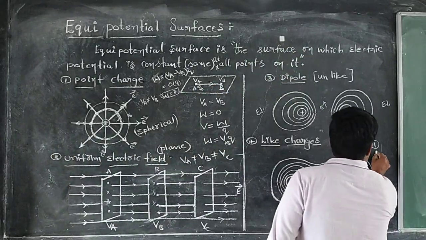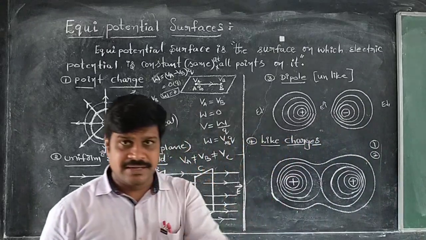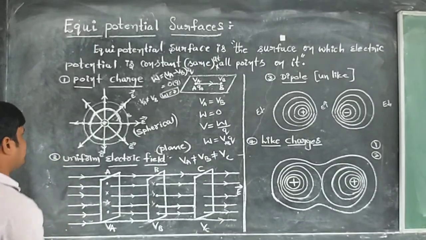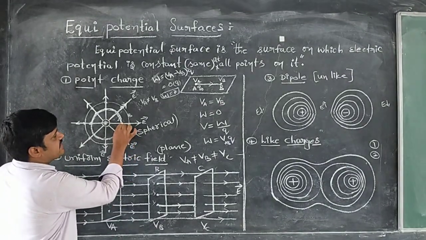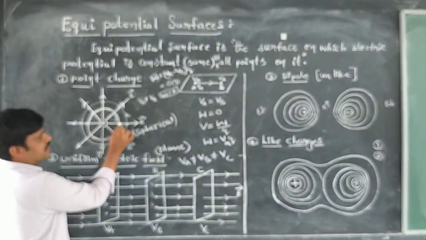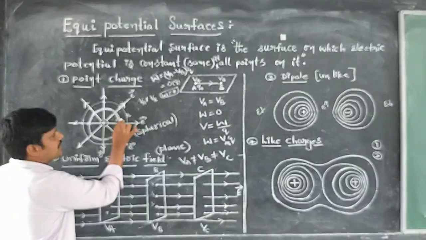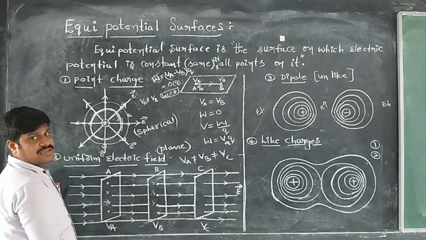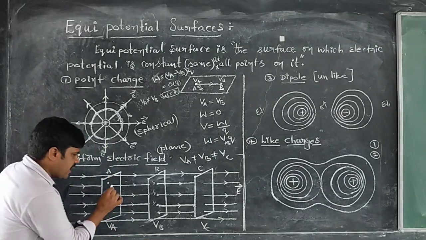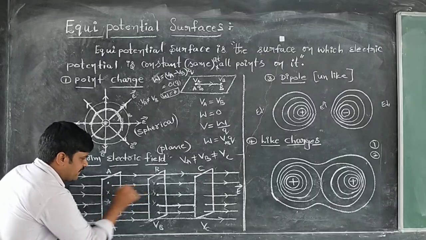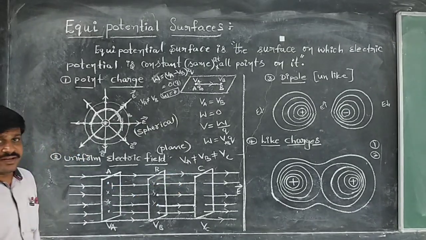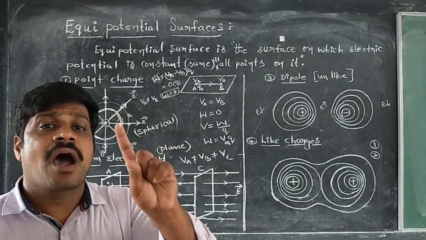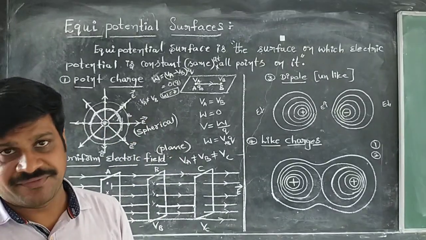The second point is nothing but electric field lines are always normal to the equipotential surface. For example, if you take this equipotential surface, at this point the direction of electric field is normal. Here you draw the perpendicular line, the tangent. For this tangent, the electric field line is normal wherever it may be. That means electric field lines are always normal to the equipotential surface.